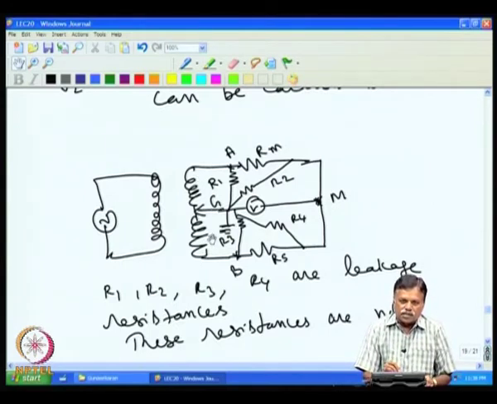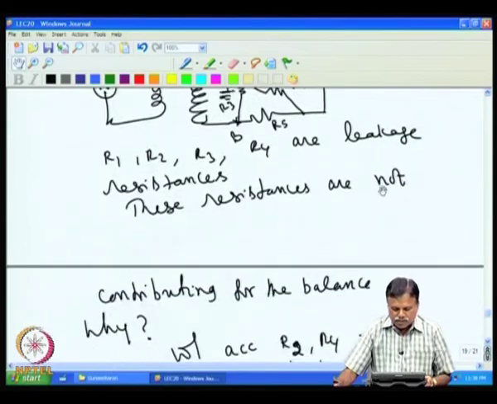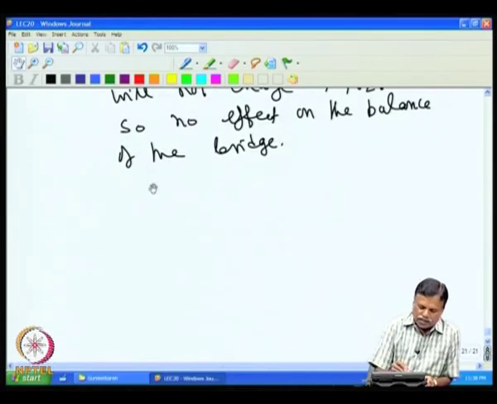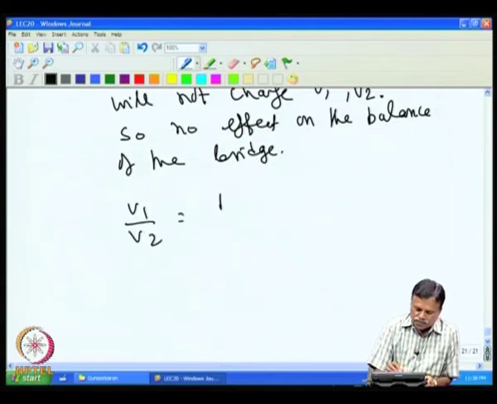Now let us see how this measurement of voltage can be easily avoided by modifying the transformer slightly, so that one need not worry about measuring these voltages, because once you start measuring, the error in V1 and V2 will come in, and that will make the bridge not accurate. So how to avoid making the measurements? V1 by V2 comes as Rm by Rs. How to avoid measuring V1 and V2?